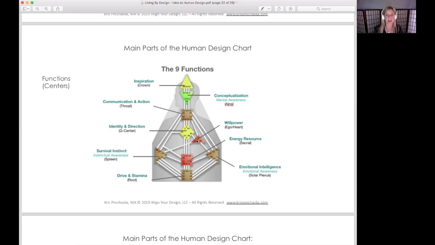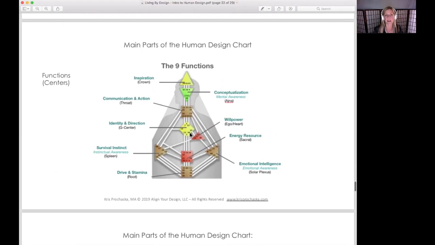And this is the center of the ego or heart. Okay. And then in the yellow diamond in the center of the chest, there is the identity and direction, or G center in human design terminology. Right above that is communication and action, or the throat center. Right above that is the green triangle, sort of upside down, is conceptualization, or the ajna center.